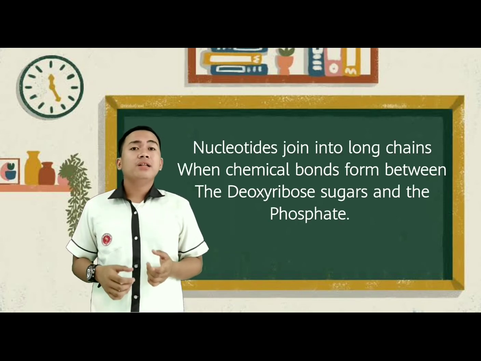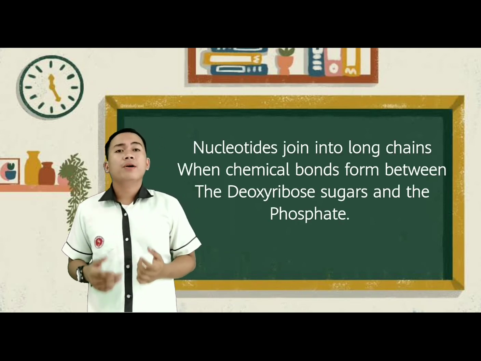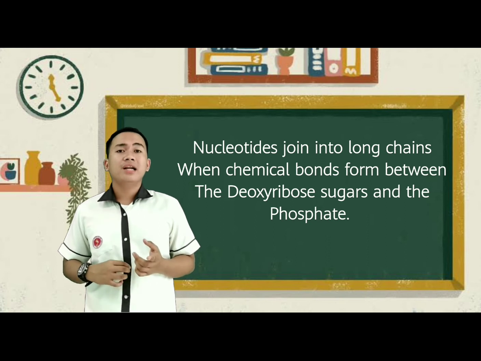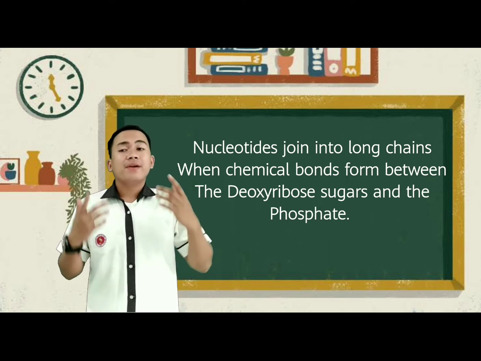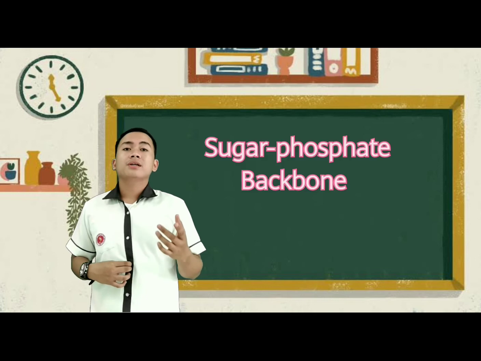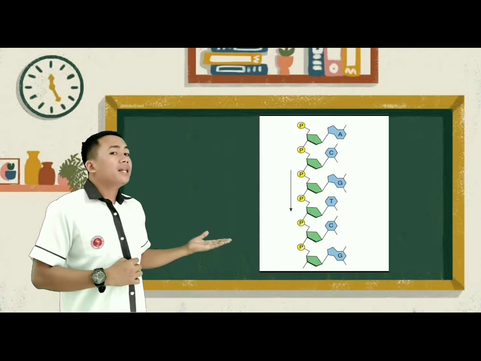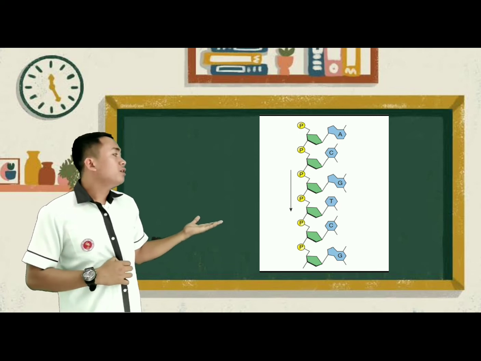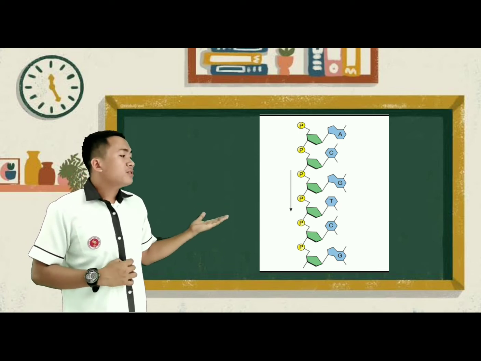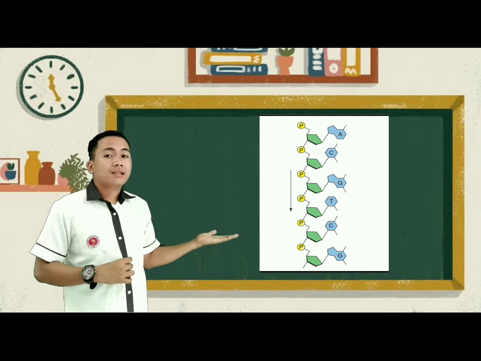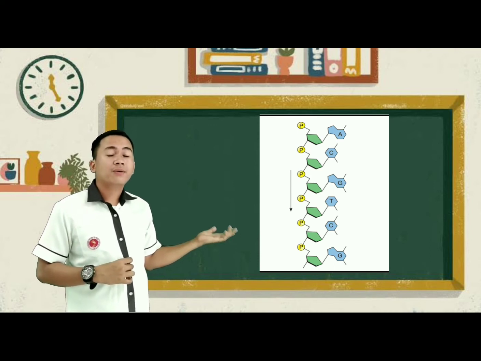Nucleotides join into long chains when chemical bonds form between the deoxyribose sugar and the phosphate. They create a continuous sugar-phosphate backbone. Here is the illustration. The green part and the yellow part are the sugar-phosphate backbone. Can you see it? Okay, very good.